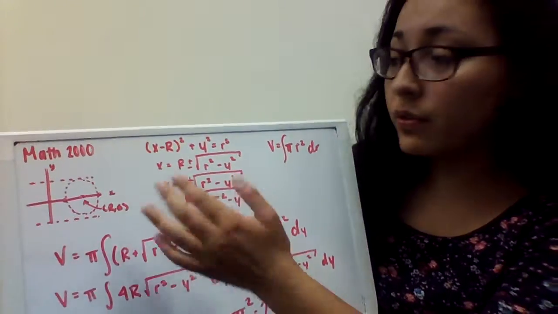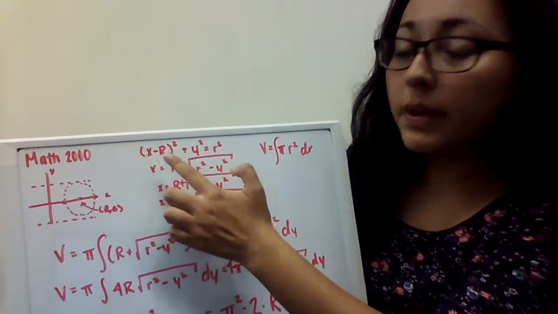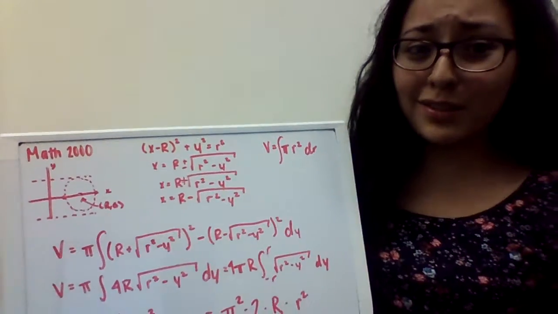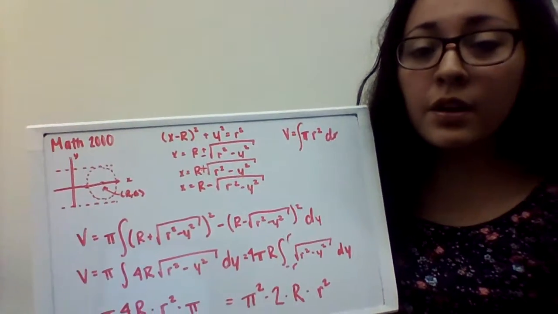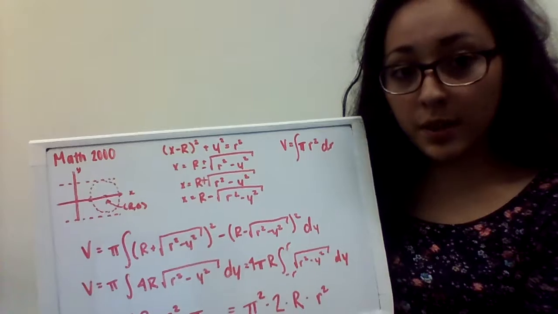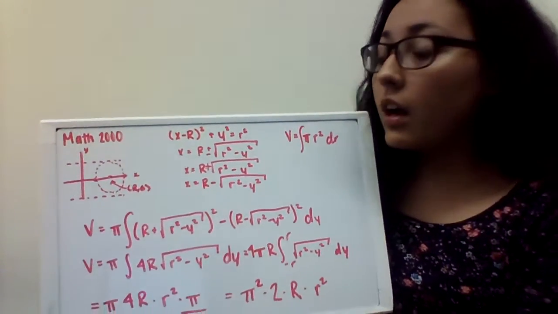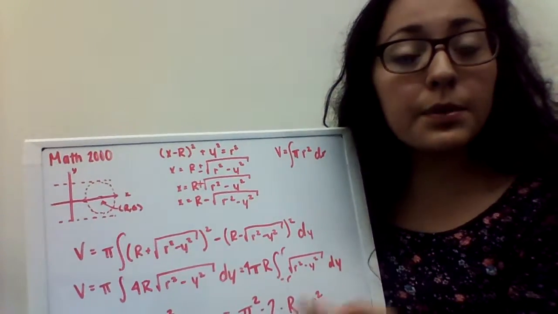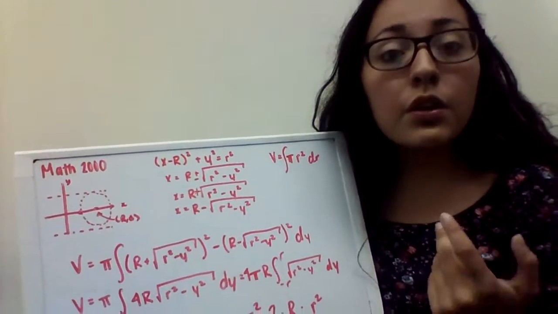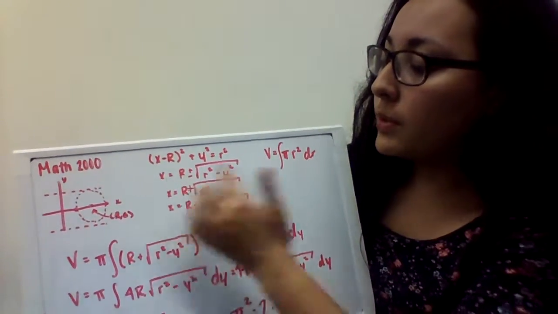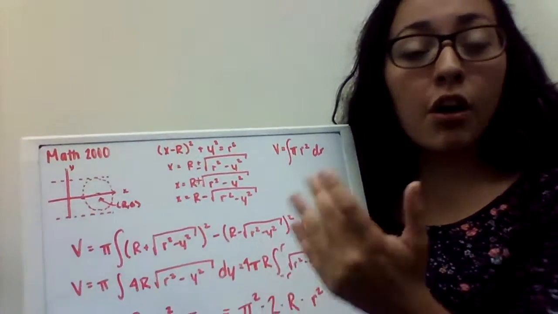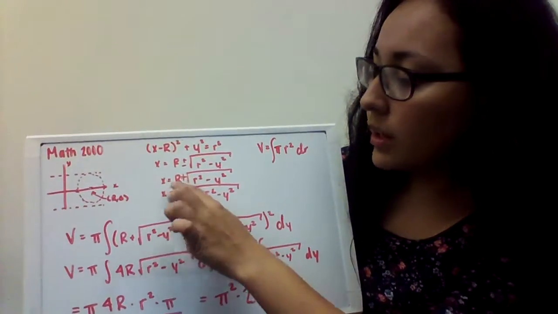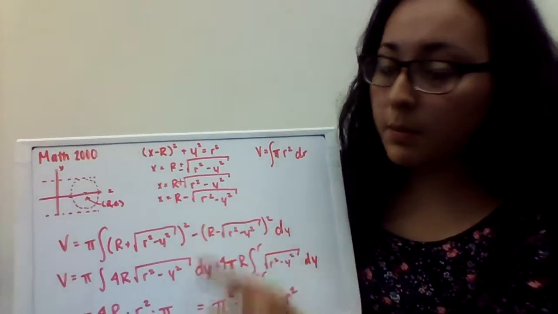I have the equation here for the circle, for the disk. It's going to be (x minus R) squared plus y squared equals r squared. And I'm sorry that I did use capitalized R and lowercase r, but if you just look through the steps, then you'll see which r I'm talking about. So I just try to solve for x. And the reason why I do that is because we're revolving this around the y-axis. So when we do this, we're going to have R plus and R minus the square root of r squared minus y squared. So I have the equation here with the plus and the equation here with the minus.